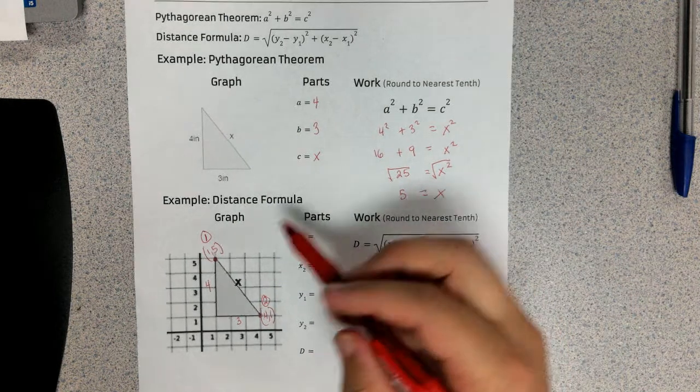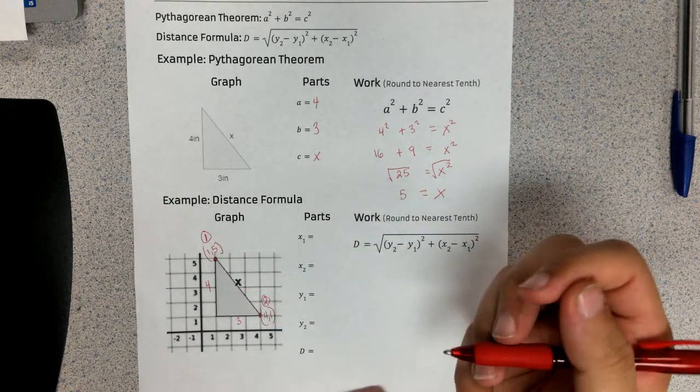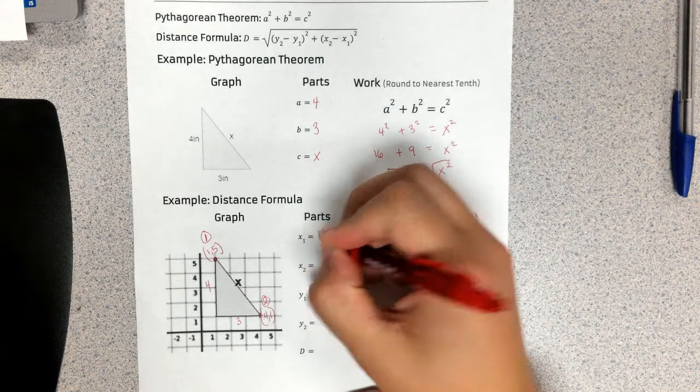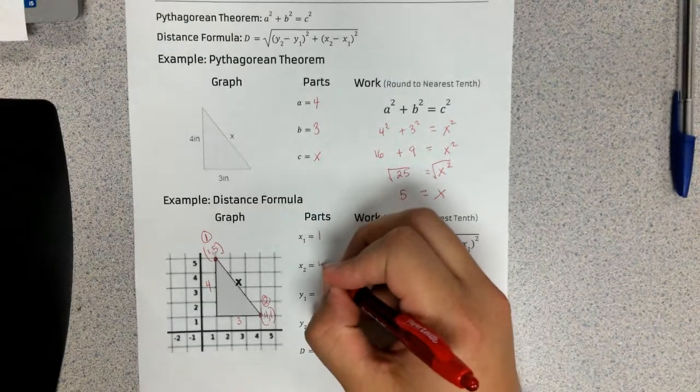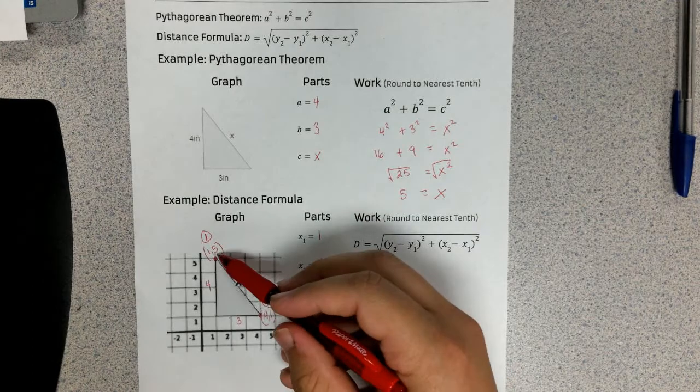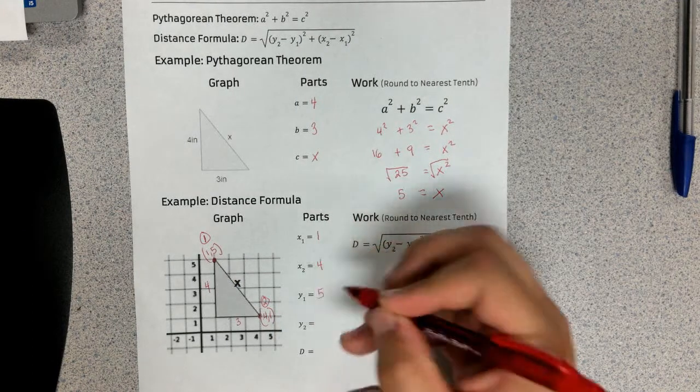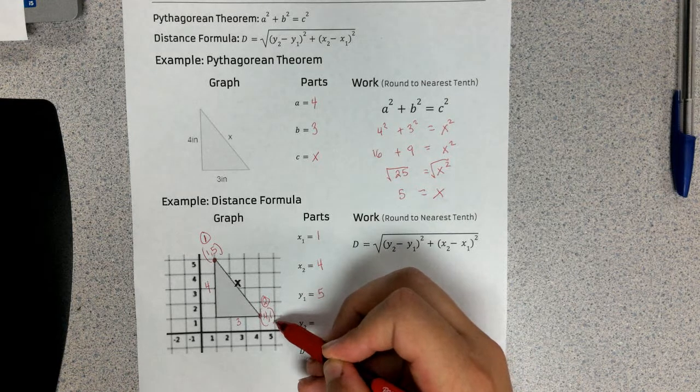So my x1 is going to be my x value for my first point, which is 1. My x2 will be my x for my second point, which is 4. My y1 is 5, and my y2 is 1.